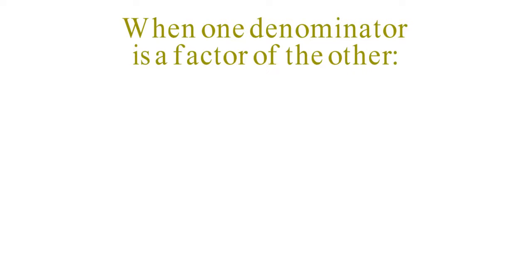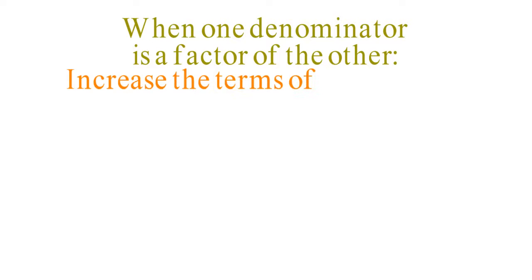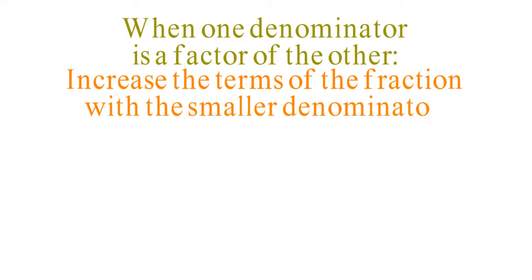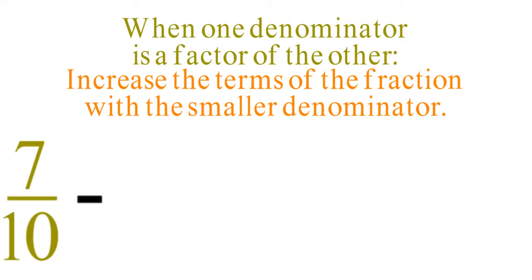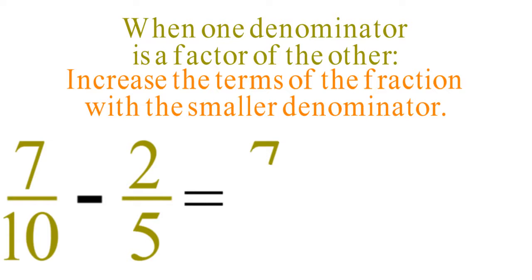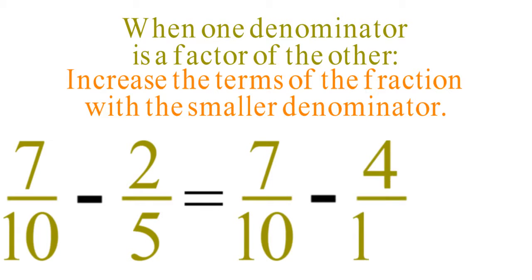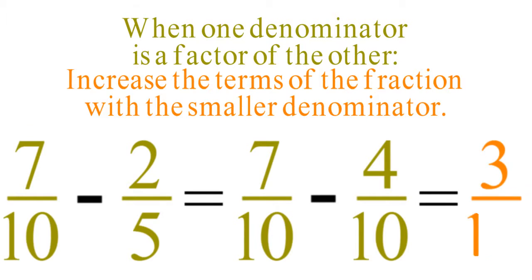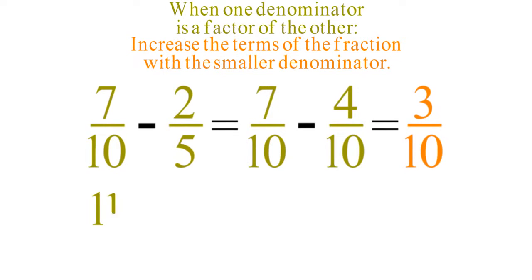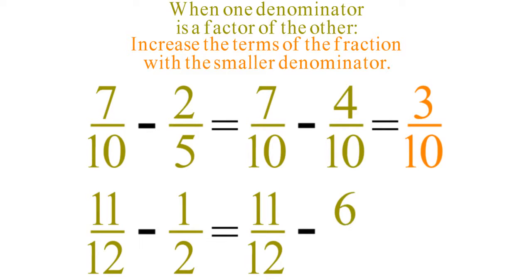And to subtract a pair of fractions where one denominator is a factor of the other, increase the terms of the fraction with the smaller denominator, making the denominators equal, and then subtract. For example, to subtract 7/10 minus 2/5, increase the terms of 2/5 to 4/10, and then subtract 7/10 minus 4/10 equals 3/10. As another example, 11/12 minus 1/2 equals 11/12 minus 6/12, which equals 5/12.